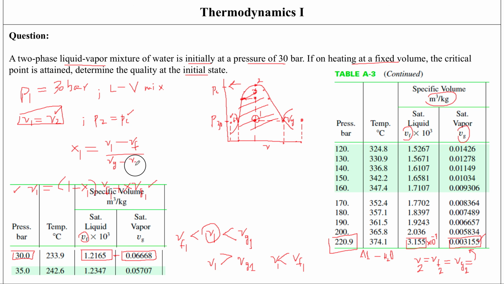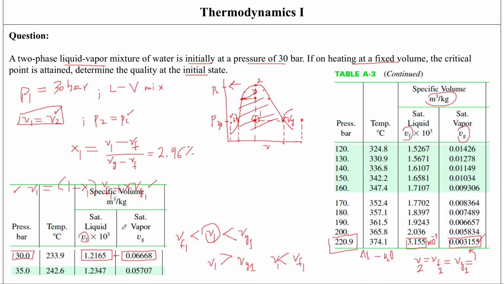Okay. So now you just go ahead and plug in these values. Make sure you remember that for Vf you have to multiply 1.2165 into 10 to the power minus 3. So then x1 would become 0.0296, and that means a quality of 2.96%. Because quality is given like that, you could just write it in terms of 0.0296. That's good enough. So this is the first question.